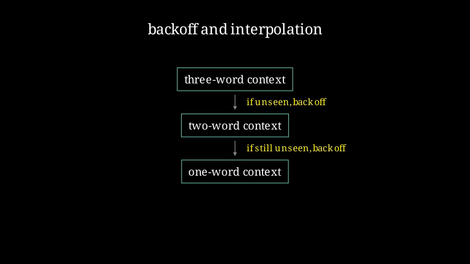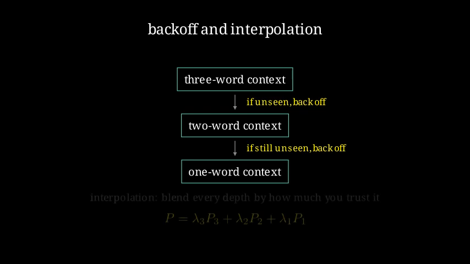Suppose you are predicting the next word after 3 particular words. If you have seen that exact 3-word context, wonderful, trust it. But if you have never seen it, do not give up. Drop the oldest word and ask the 2-word context instead, and if that too is unseen, fall back to a single word. This is Backoff. Fall from a long context to a shorter one until you reach ground you have actually stood on.